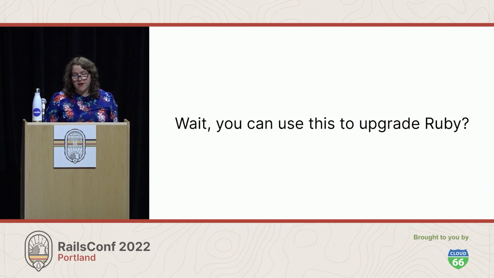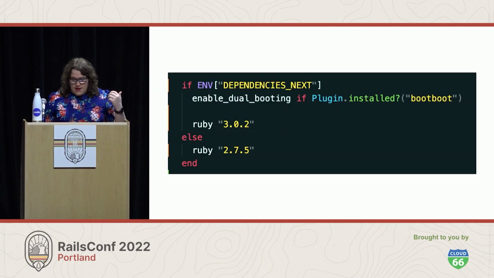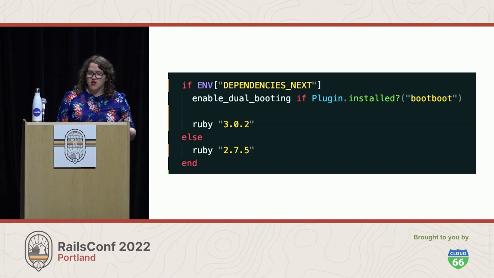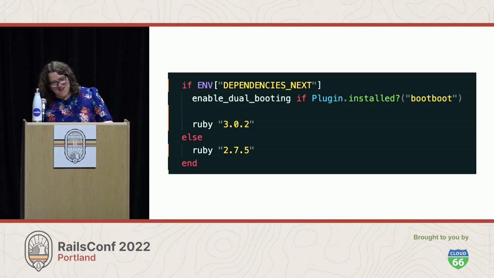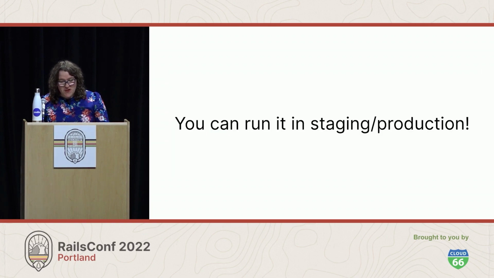Since it's a bundler plugin and not specific to Rails, you can put the Ruby declaration inside of the if statements, and you're good to go. And I've also swapped back to DEPENDENCIES_NEXT here because I've changed my mind, since we're not upgrading Rails. This is also able to be run in production or staging. You just need to set the environment variable there as well during your pipeline. If you're on Heroku, it's a little harder to explain, but so are a lot of things on Heroku right now.